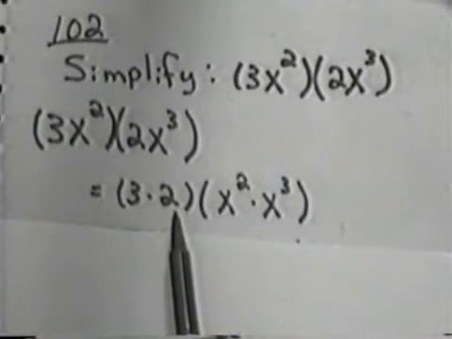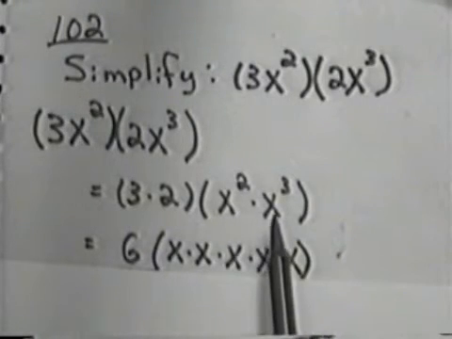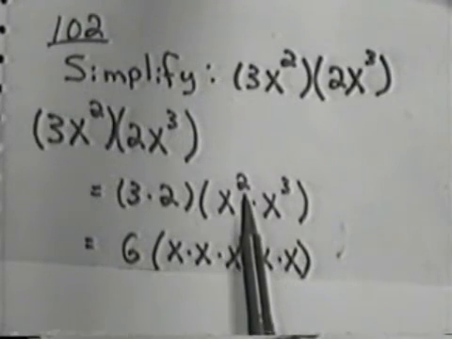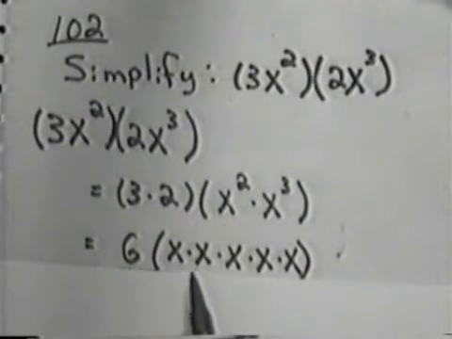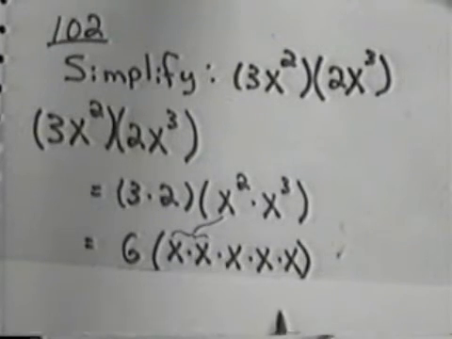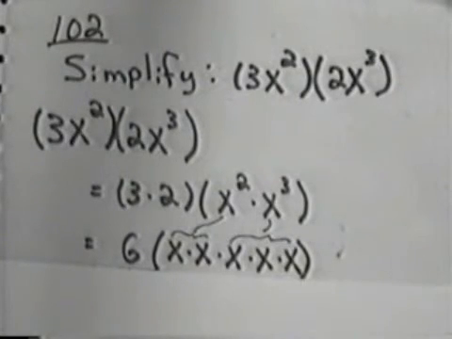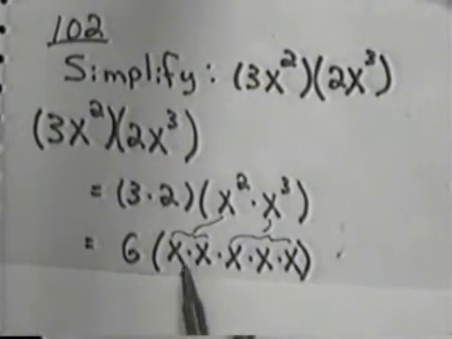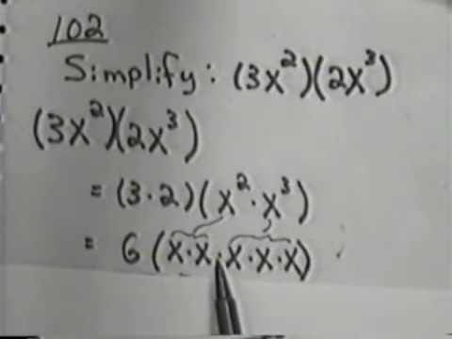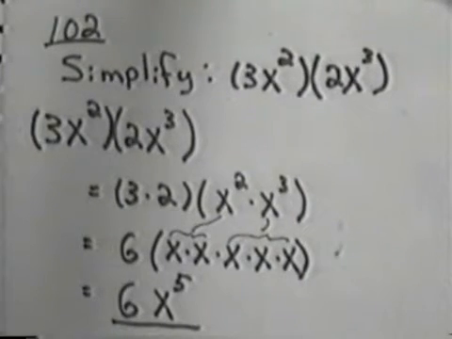Now I can multiply my numbers as always. 3 times 2 is 6, and I can analyze what my powers mean. Now x squared means x is used as a factor 2 times. The x cubed means x used as a factor 3 times. Now notice in all, x is used as a factor 1, 2, 3, 4, 5 times. So I can write it as 6x to the 5th.